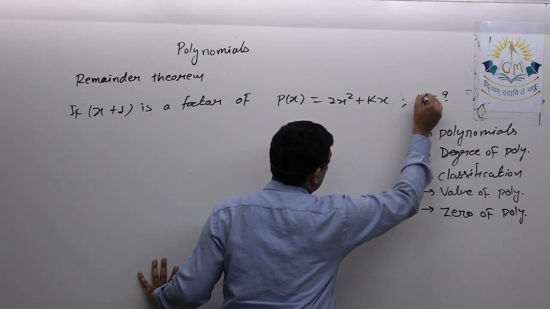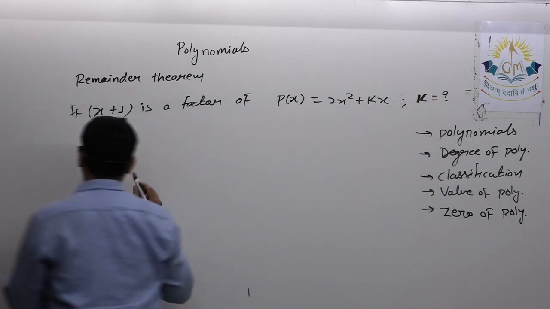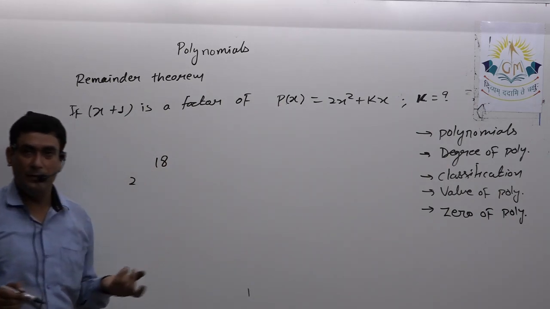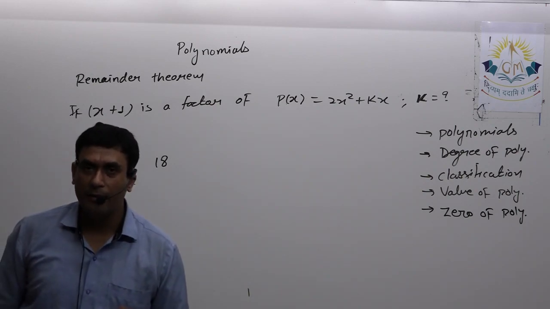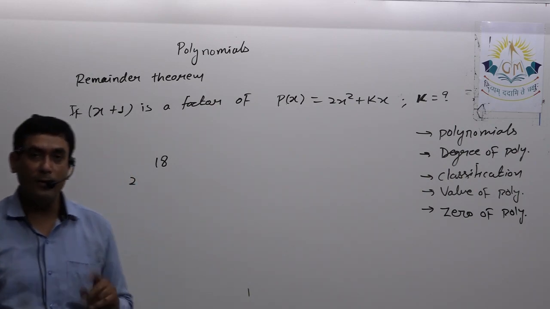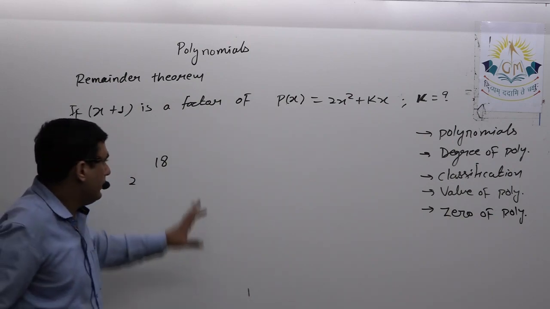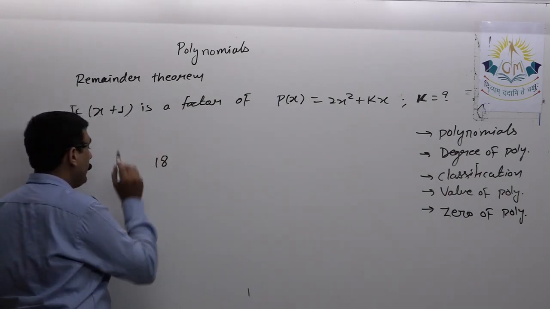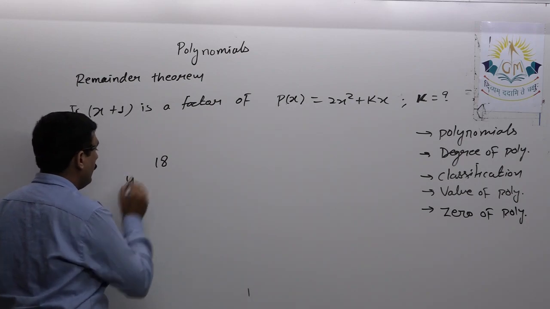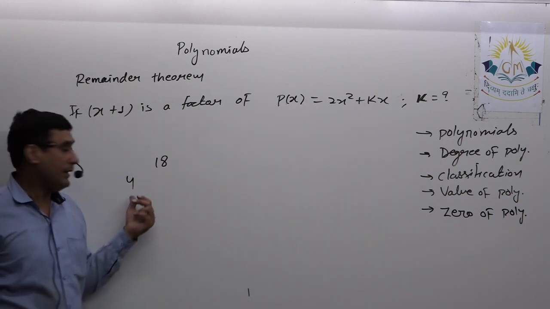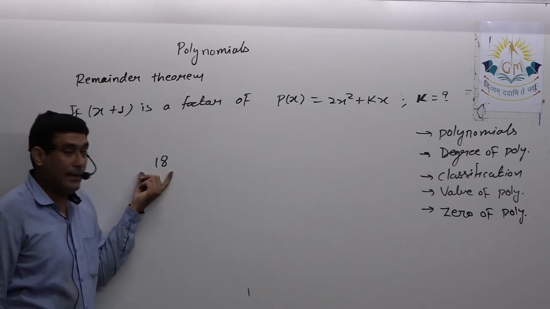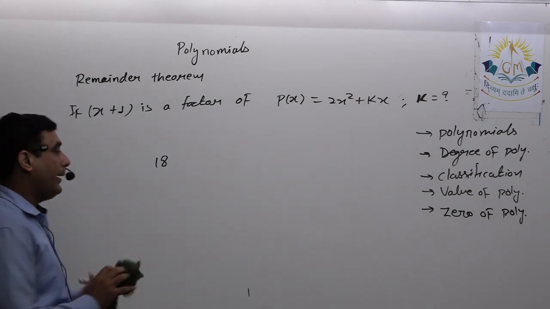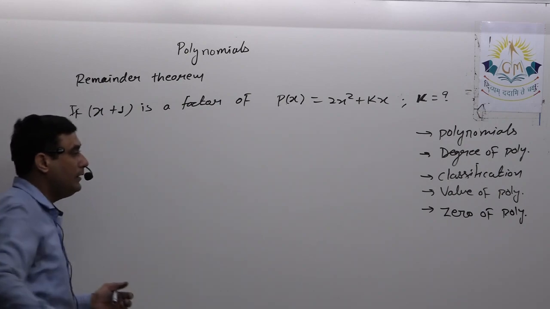Now here the thing that you should understand is that it is given as a factor. Simply, if I say 2 is a factor of 18, then what will be the remainder if we divide 18 by 2? Obviously 0, isn't it? As it's a factor, the remainder must be 0. If I say what will be the remainder if I divide 18 by 4? Definitely the remainder will be 2. But if I divide 18 by 3, then the remainder will be 0. That means if we divide a polynomial by its factor, the remainder must be 0.